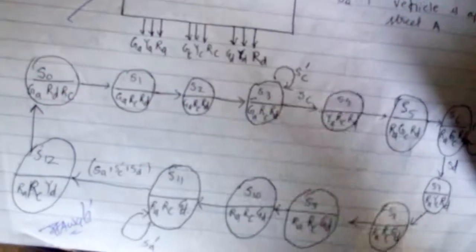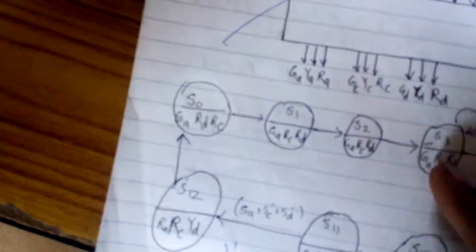after the first clock pulse, the state is GA, RC, RD, the same. Again, the second clock pulse, it should remain the same. The third clock pulse also should remain the same, ideally. Now verify the status of SC.